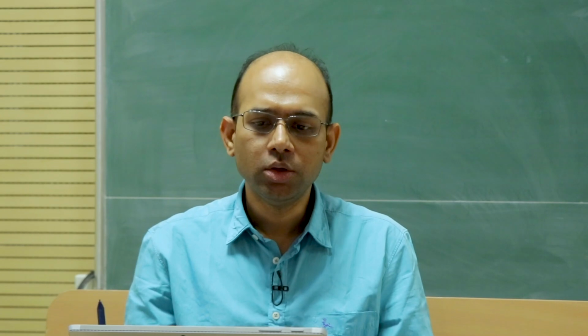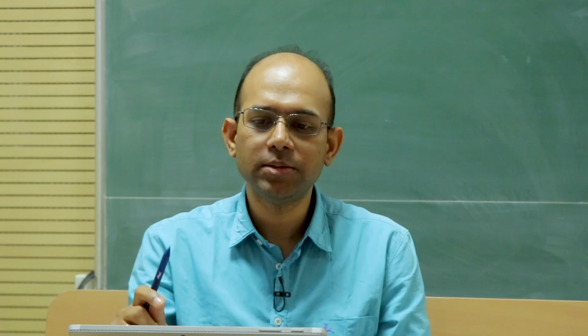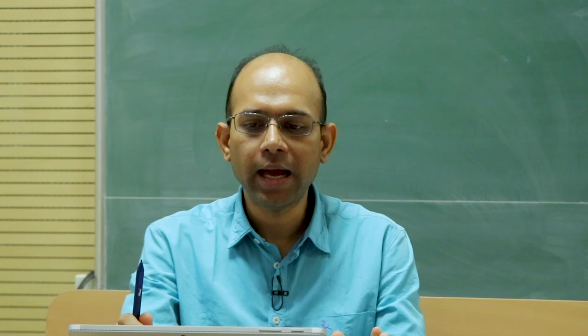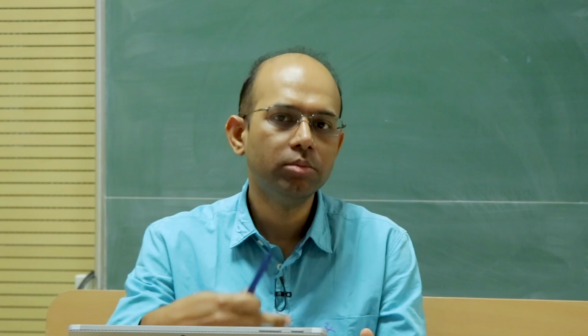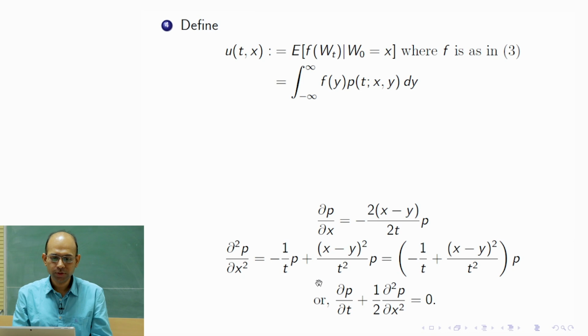So this theory, whatever we are going to derive, is under the assumption that the initial data is not growing more than polynomial growth. Here we define u(t, x) as the expectation of f(W_t) given W_0 is equal to x, that means you are starting at the point x. This can also be rewritten as the expectation of f(x plus W_t) given W_0 is equal to 0.